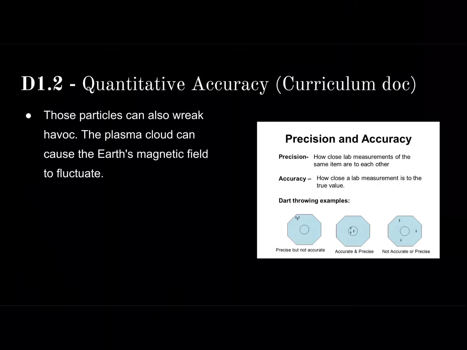Those particles can also wreak havoc. The plasma cloud can cause the Earth's magnetic field to fluctuate. At worst, that can knock out satellites and even power grids. Aurora can happen at any time, but it's no surprise they're happening now. We are nearing the solar maximum, which is when the sun is at its most active.